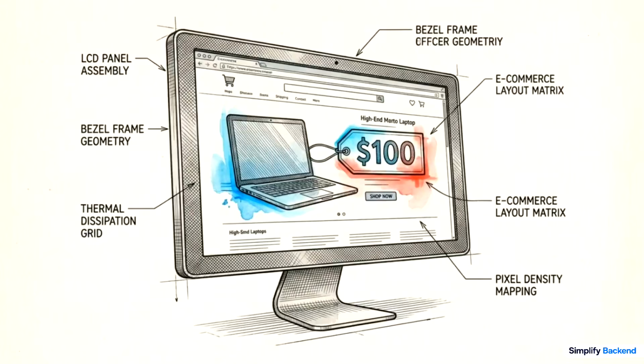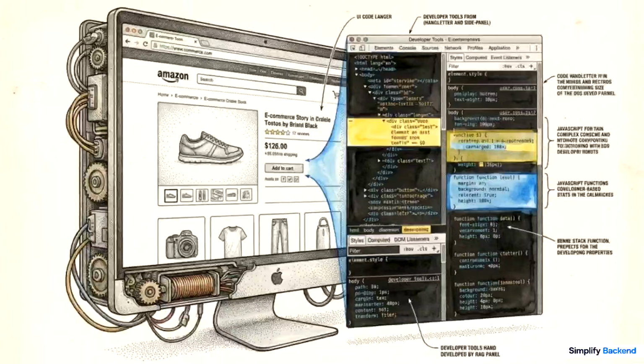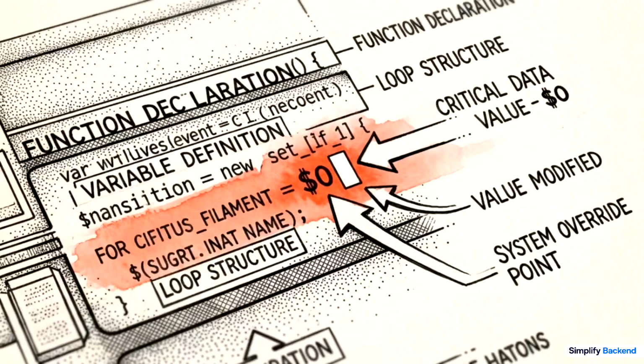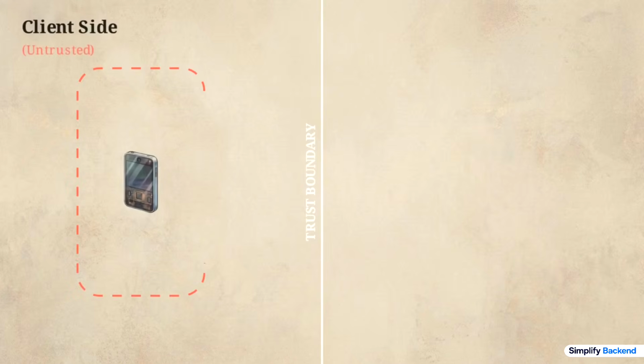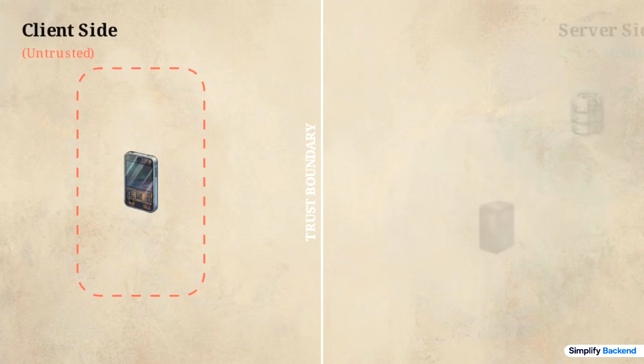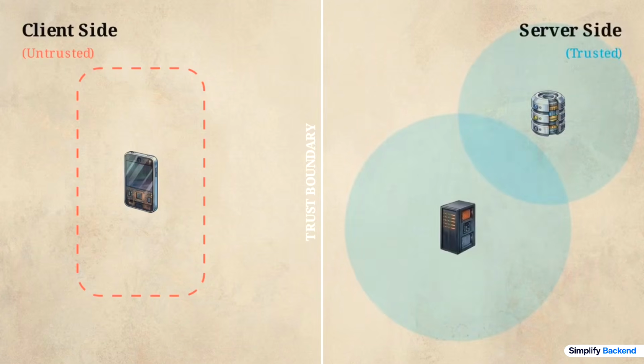If an e-commerce store calculates prices locally, a malicious user can simply open their browser's developer tools, inspect the code, and rewrite the price of a laptop from $100 down to $0. This diagram illustrates the strict architectural split designed to prevent that scenario. It is called the trust boundary. On the left, we have the client side, the user's device. Because we do not own this hardware, we must treat it as a permanently untrusted environment. On the right is the server side, where we maintain total control.